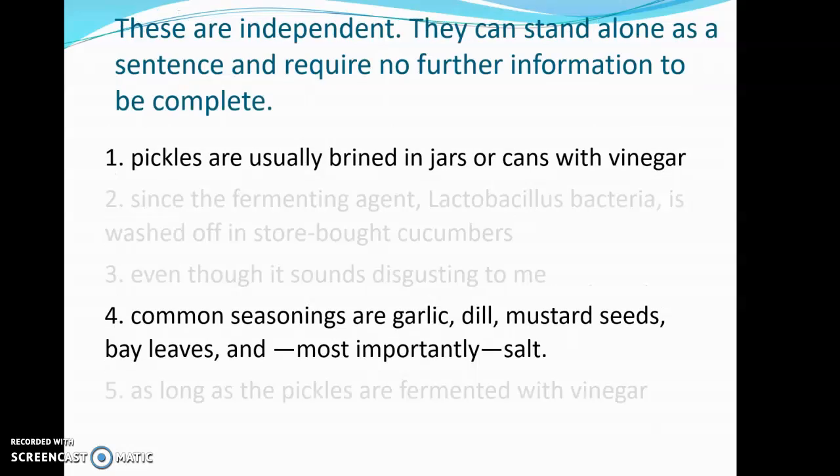Hopefully you picked number 1 and number 4 as independent. They can stand alone as a sentence. You don't need any other information for them to make sense. The pickles are usually brined in jars or cans with vinegar. That can stand alone. Common seasonings are garlic, dill, mustard seeds, bay leaves, and most importantly, salt.